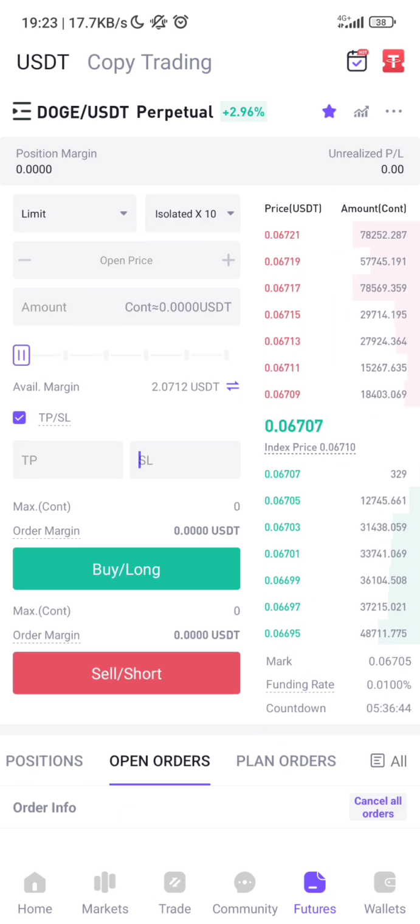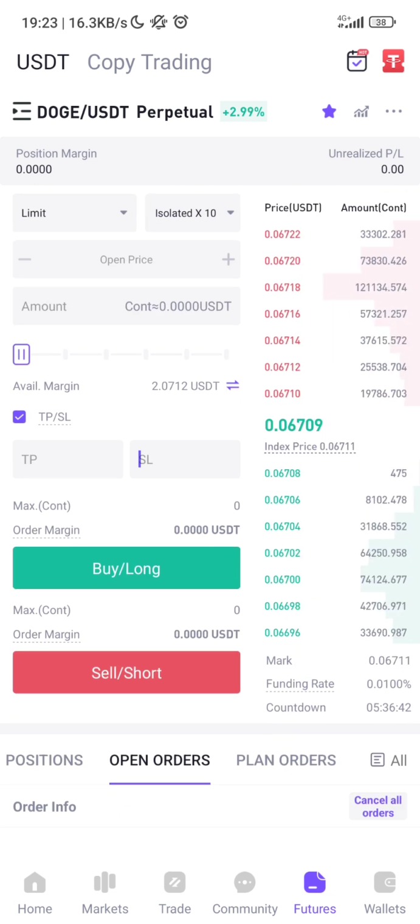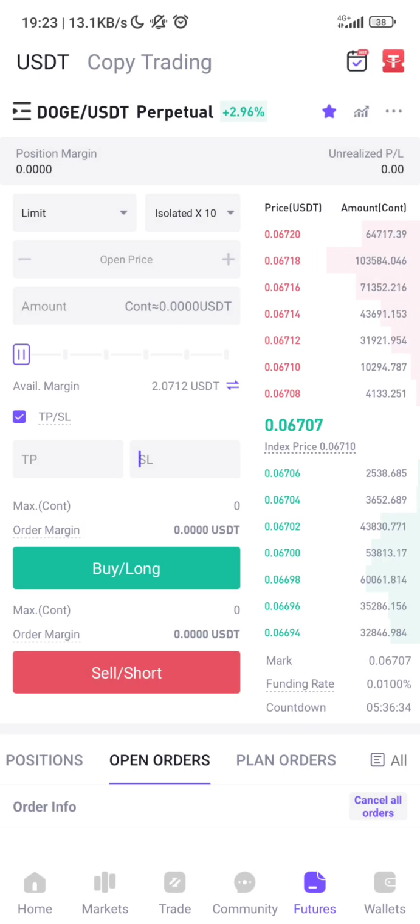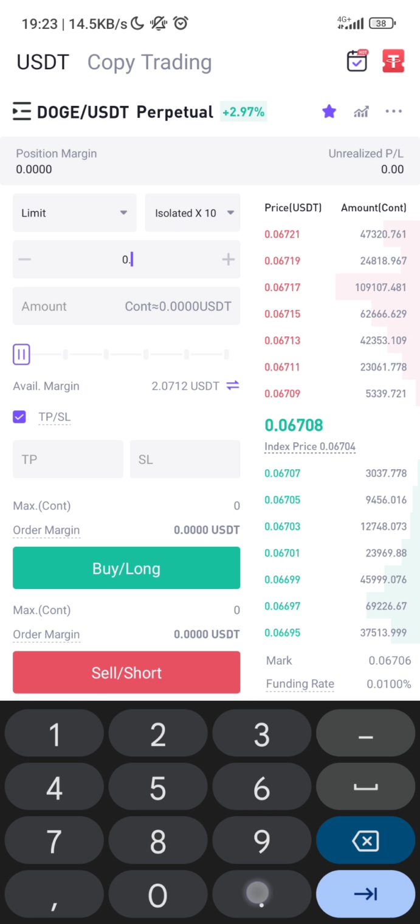So now, since we've explained that, let's go back to the isolated. I want to explain this split and merge. Now we're going to be taking 2 different positions with the merge, and let's see how the merge works. So first I want to take... okay, that's 0.06. Let's go back. Let's use that same entry, 0.065.